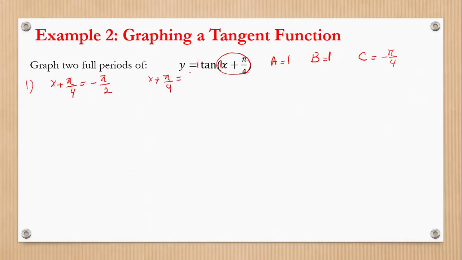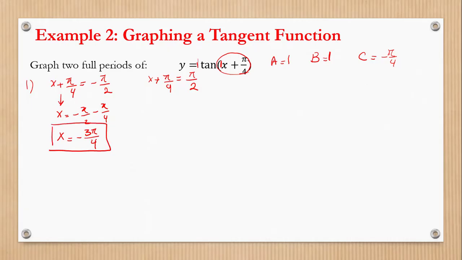And we have two equations to solve. If I solve this one to find x, I need to subtract pi/4 from both sides. So I get x equals -pi/2 minus pi/4. And if I find the common denominator, I get -3pi/4. That's my first asymptote.